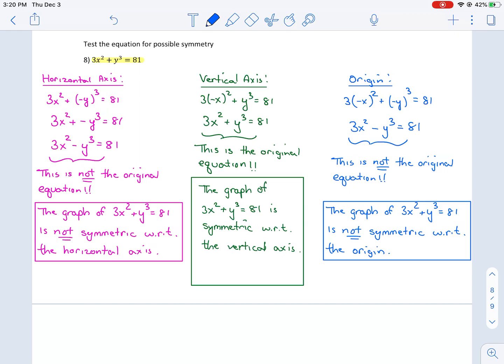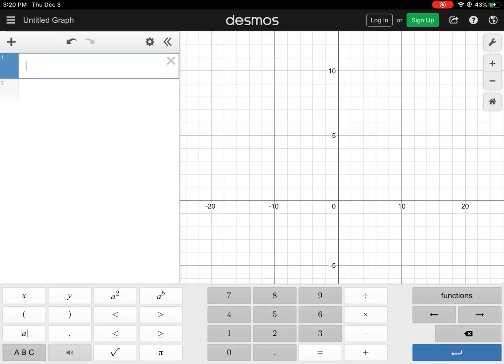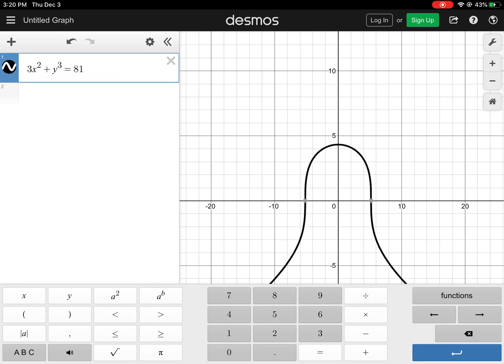All right, so now that we're done with all the algebra, I'm going to graph this relation in Desmos to give you a visual idea of what it means for a graph to be symmetric with respect to the vertical axis. So we have 3x squared plus y cubed. So I'm going to hit the a raised to the b button, and then I'm going to hit 3. Then I'm going to hit the arrow that's facing the right, and that's going to equal 81.